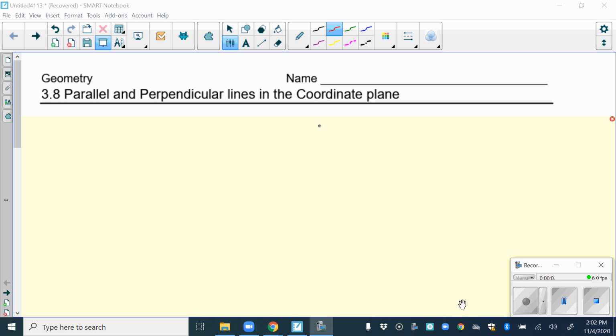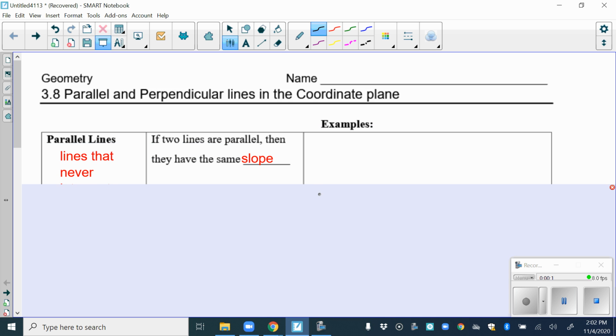Lesson 3.8 is parallel and perpendicular lines in the coordinate plane. You know that parallel lines are lines that never intersect. Well, if we're talking about parallel lines in the coordinate plane, then we know that the lines will have the same slope or the same slant.